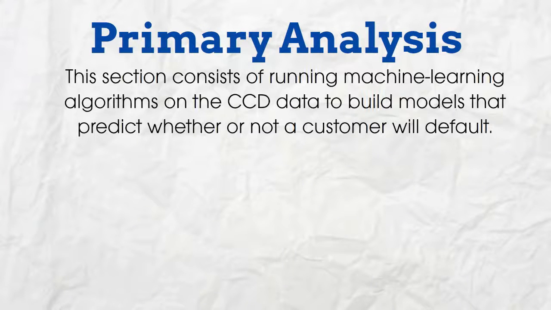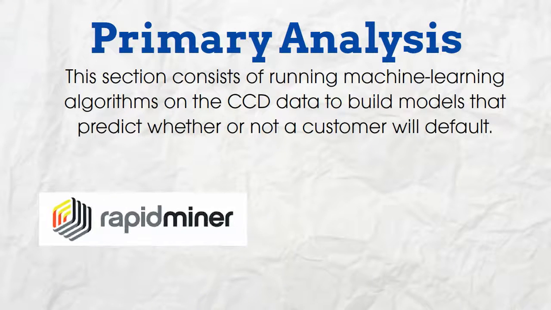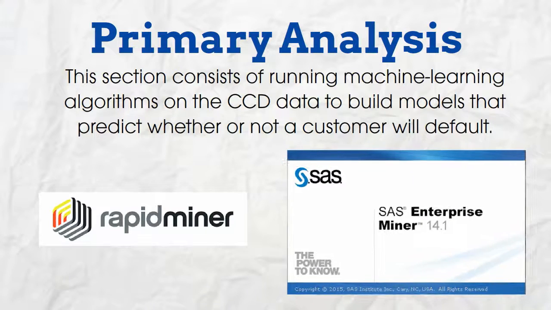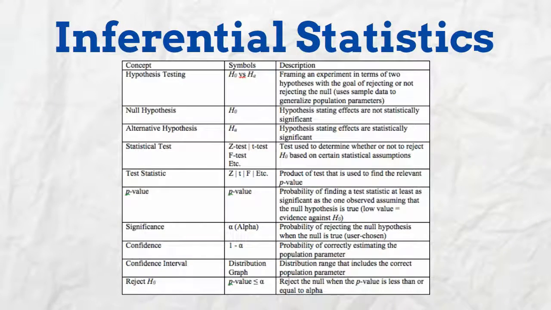This section consists of running machine learning algorithms on the CCD data to build models that predict whether or not a customer will default. Before we start the analysis, we'll go over some inferential statistics which allow us to generalize results from a sample to the population at large.